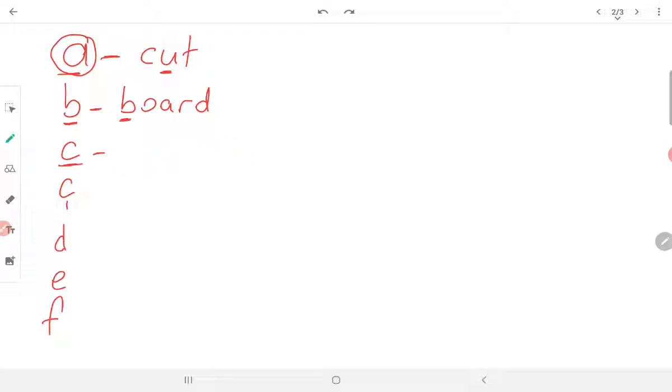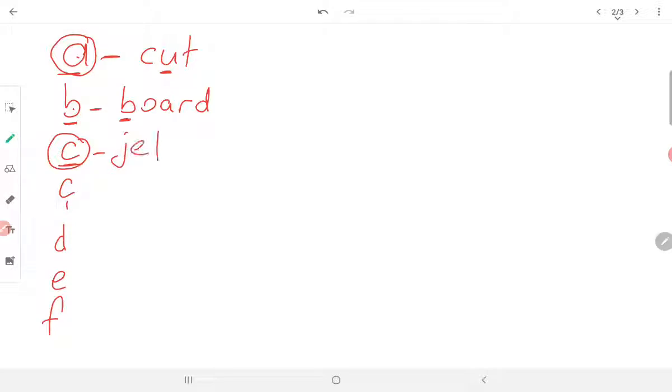So this is C, okay? C. Please look carefully and remember C, okay? A, B, C. C. Like, how can we hear that sound in English?